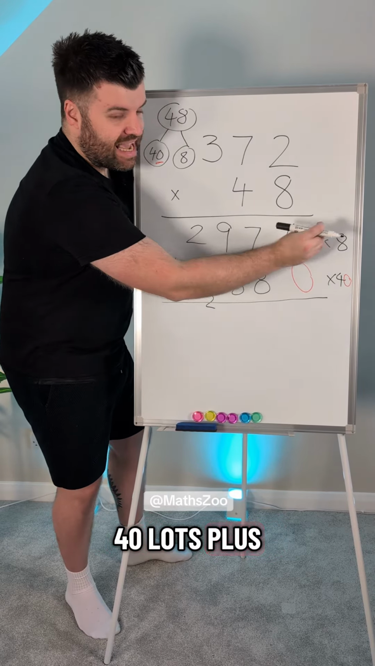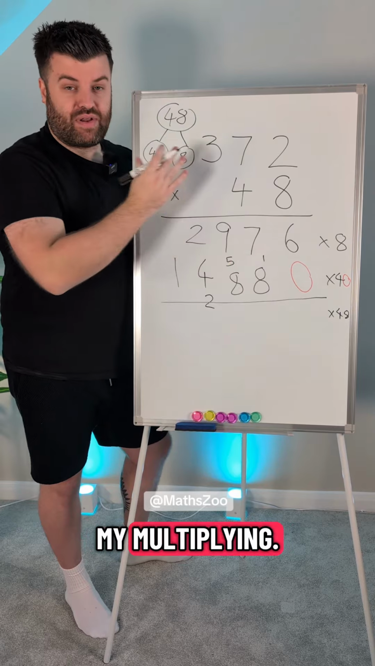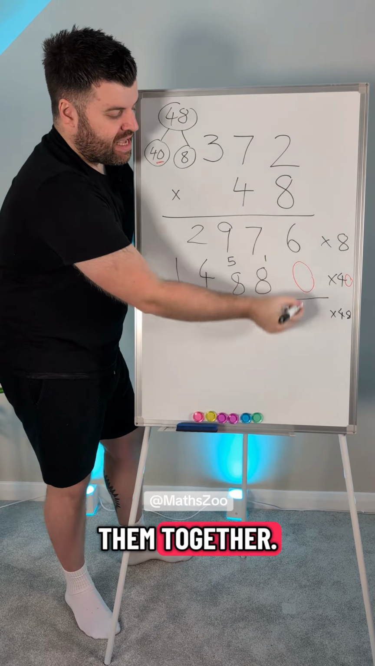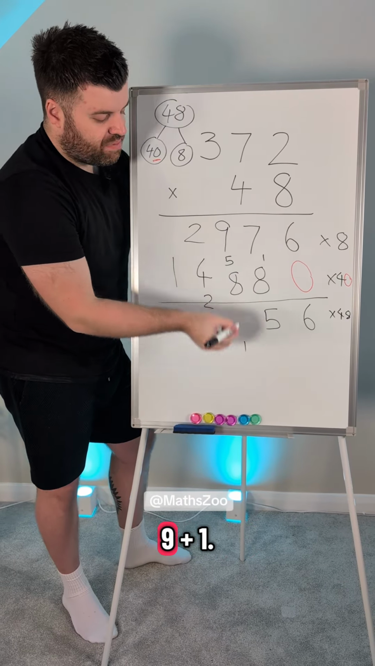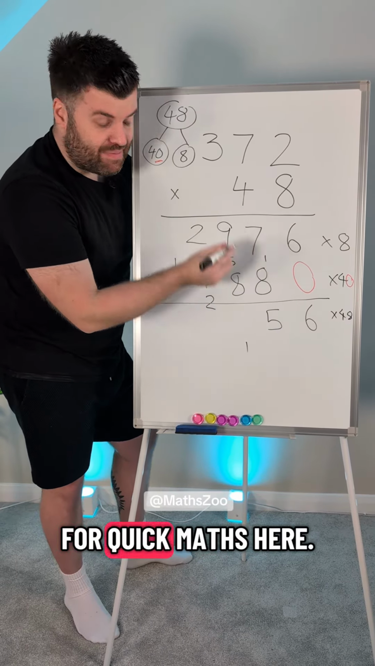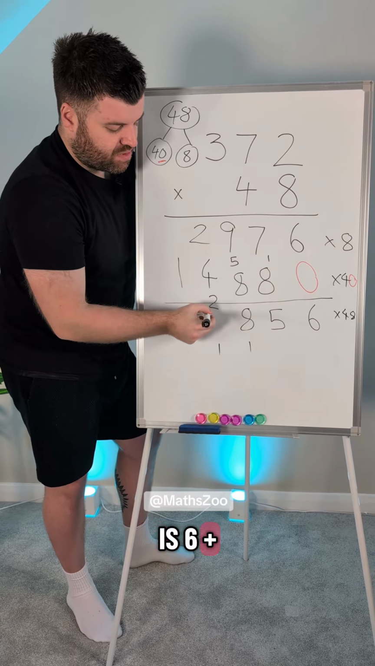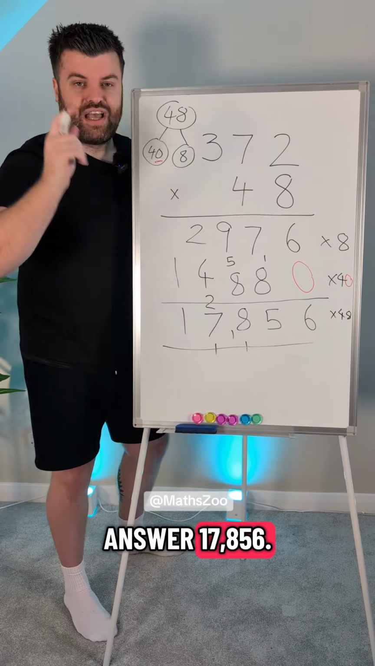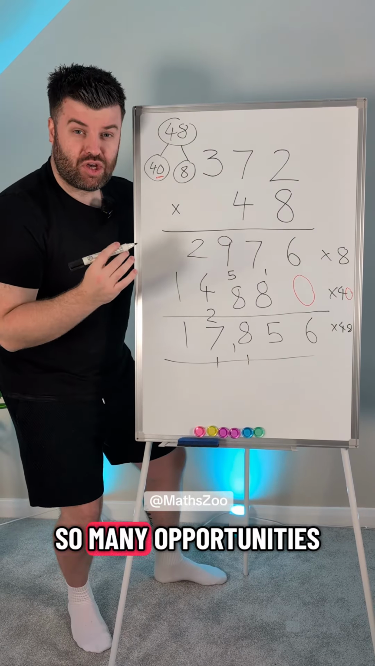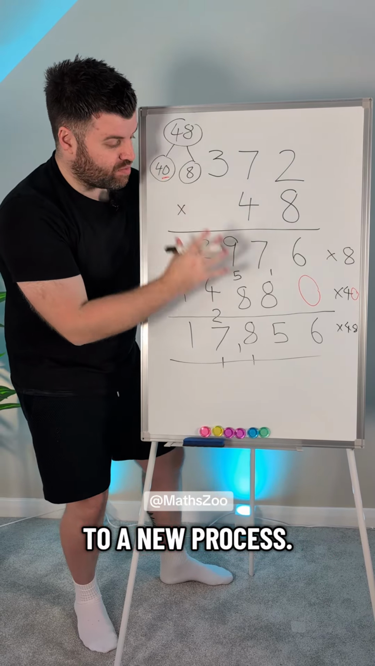40 lots plus 8 lots will give me a total of 48 lots. I've done all my multiplying now. I've just got to add them together. In the ones column, I've got 6. 7 plus 8 gives me 15. 9 plus 1, I'd be looking for my bonds for quick maths here. That's 10 plus 8 is 18. 2 plus 4 is 6, plus 1 is 7, and this one drops down, giving you the answer, 17,856.